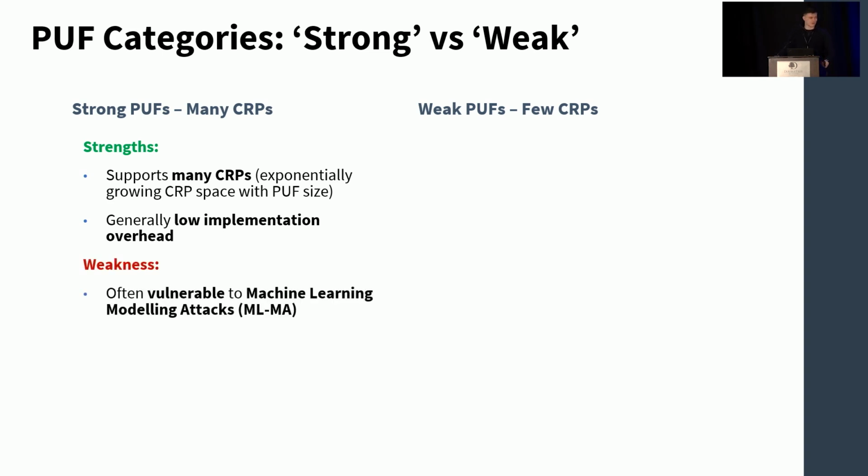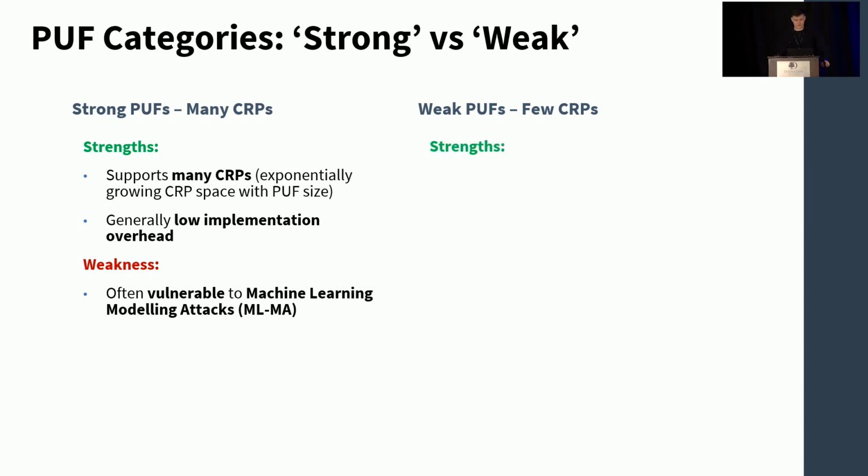The main key weakness of strong PUFs, however, which is abundant in the literature, is that they're often very vulnerable to machine learning modeling attacks. Machine learning modeling attacks are attacks where an adversary, maybe through physically assessing the PUF or listening over an unsecure channel, collects a subset of the possible CRPs, and then uses this to train some machine learning model in order to predict novel CRPs. You can imagine if an adversary can do this at high accuracy, then they're able to impersonate the PUF and the security is broken.